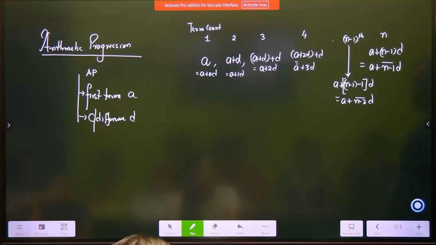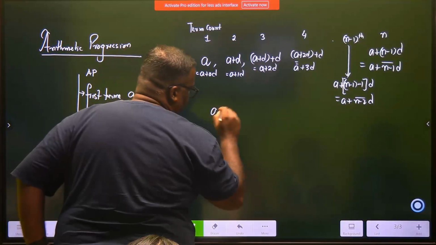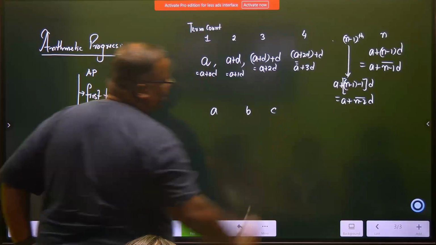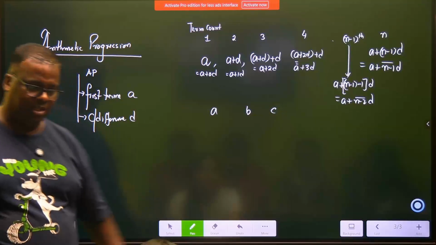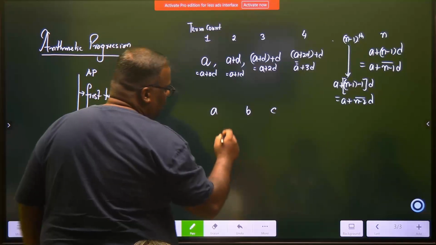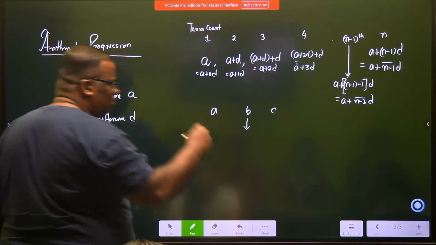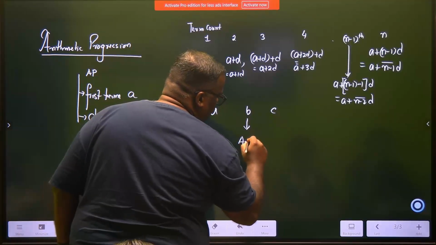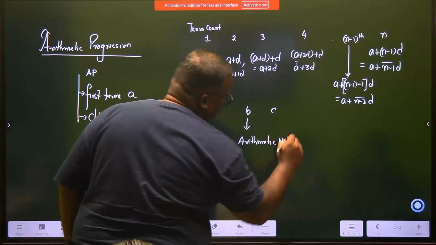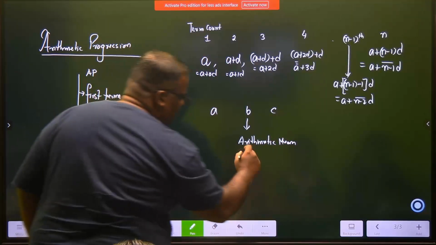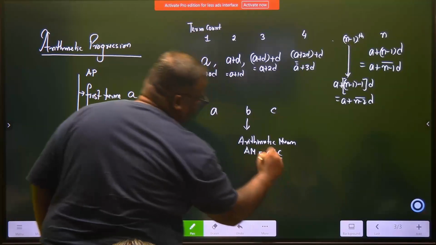Got it? If three numbers A, B and C are in AP, then what do we get to know? That the difference between the two is the same, right? So what can you write? We can write this B, this is what is covered in 11, but you should know this B is known as the arithmetic mean. Arithmetic mean is written as AM and it should be equal to A plus C divided by 2.